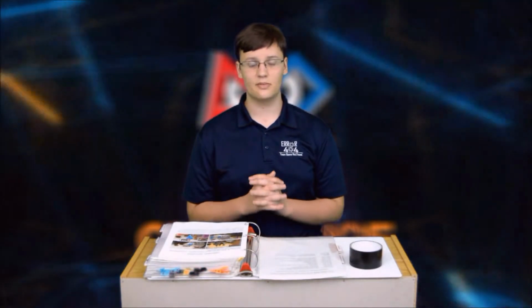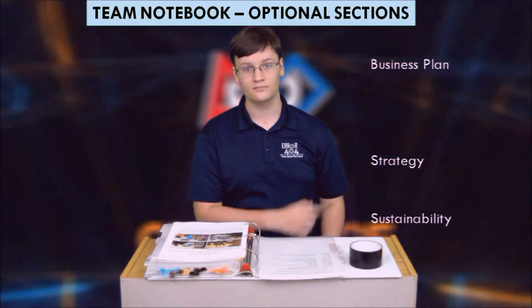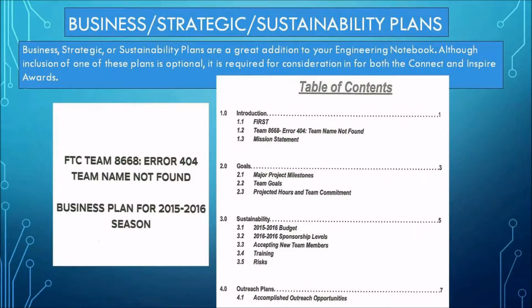So now that we've discussed some of the required subsections, let's go over some of the optional subsections, including business, strategy, and sustainability. First off is the business plan. A business plan is a document that details your mission statements, goals, and financials. A strategic plan will cover both your game strategy and your strategy to accomplish goals. Lastly, a sustainability plan is a document that details your budget, as well as information on how or if your team will survive when your original members graduate. A sustainability plan may be included inside of a business plan.